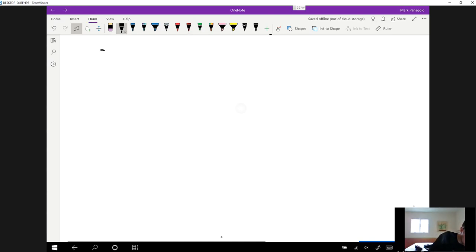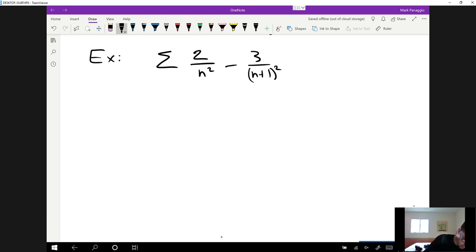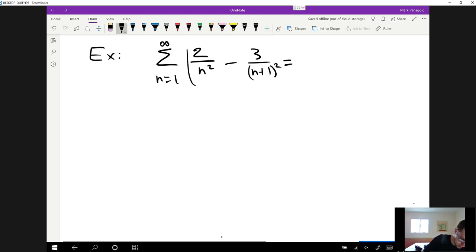All right, so let's first of all look at an example: the sum of 2 over n squared minus 3 over n plus 1 squared, from n equals 1 to infinity. And let's apply those rules to try to get this down into a nice simple form. So first of all, notice that we could divide this into two sums since we have a difference of two sums. And for this case, we haven't learned the techniques necessary to show that these individual terms will converge, but we're going to take it on faith that they do for now.